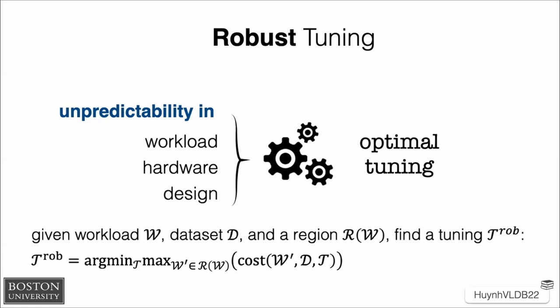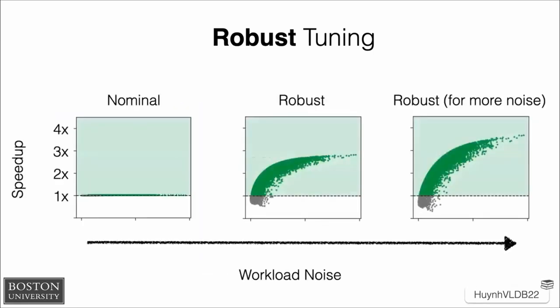So this is essentially a min-max problem, and it actually gives some interesting results where, for example, as we're increasing the workload noise, here the x-axis is increasing the workload noise, we can see that while the nominal cannot achieve any speed up, there's no benefit or there's no change really when there's noise, the robust type of tuning, actually the higher the noise that we get, the higher the benefit that the execution gets, which can be up to 3x or even 4x if we anticipate for higher noise, and higher noise comes.